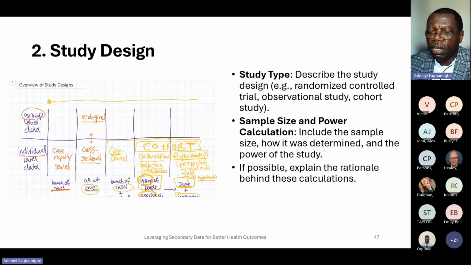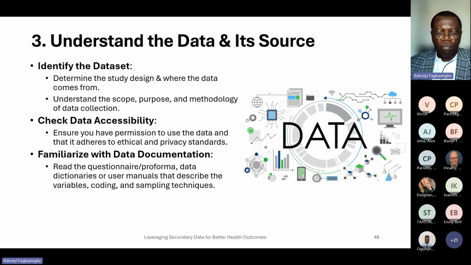So you must include the sample size. How did they determine it? That is, the people that collected the data. And it is possible that they didn't use a sample size. Maybe it's a general population survey, of people that were born, for example, in the year 2000. You don't need to calculate any sample size for that, but you need to tell us the sample size is this, then the power will be this. If possible, explain the rationale behind these calculations.